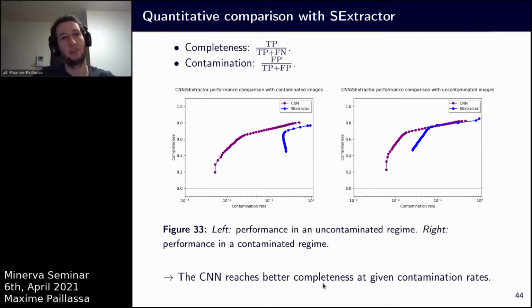And then we perform some quantitative measures as well. We use the completeness and the contamination, and we compute those values at different thresholds of detection. So we use a threshold at some sigma above the sky background for SExtractor. And for the CNN, we use different thresholds between 0 and 1 for the probabilities. And we compare performance here in two different regimes.